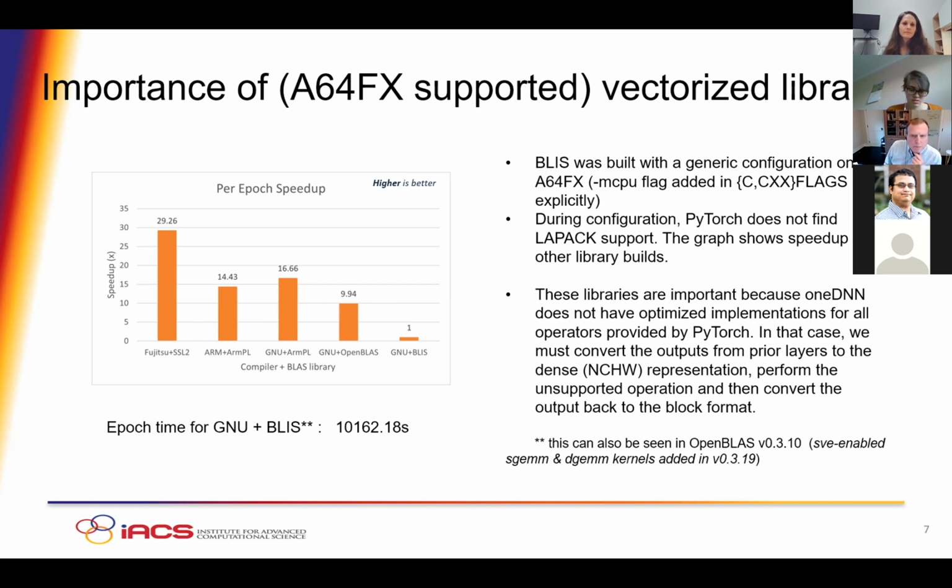Now it is important because oneDNN itself does not have all operators. It does cover a lot of your common operations, which can be seen in commercial applications. But for scientific applications, it is possible that there are some operators which are not defined. And in that case, one has to fall back to the default operations. So PyTorch default operations are in NCHW representation. So it is better if our build uses one of the better BLAS libraries. In that case, it would be the Fujitsu compiler with the SSL2 BLAS library.